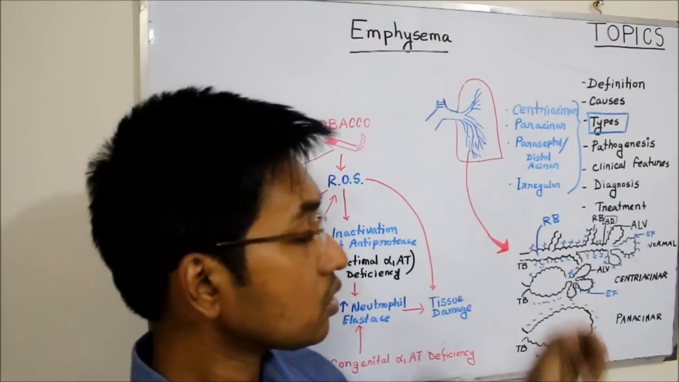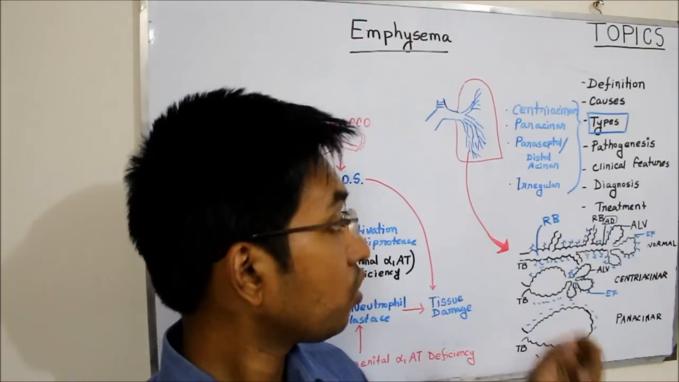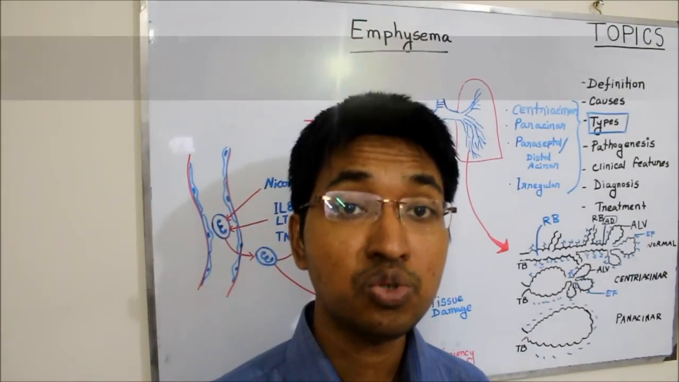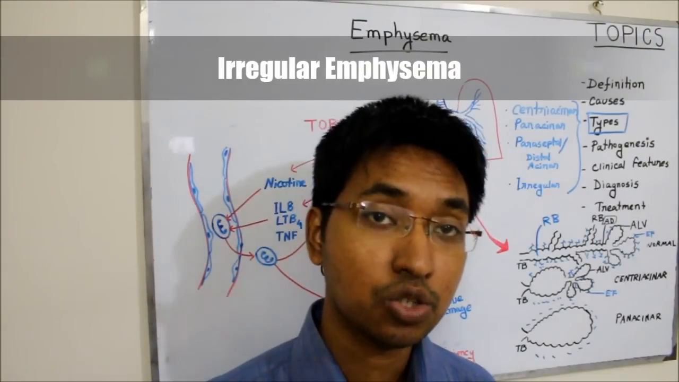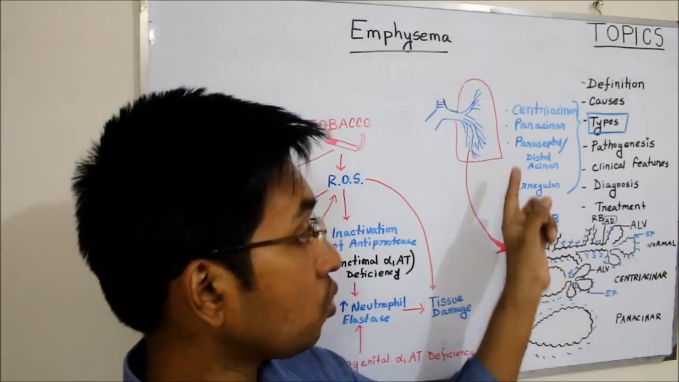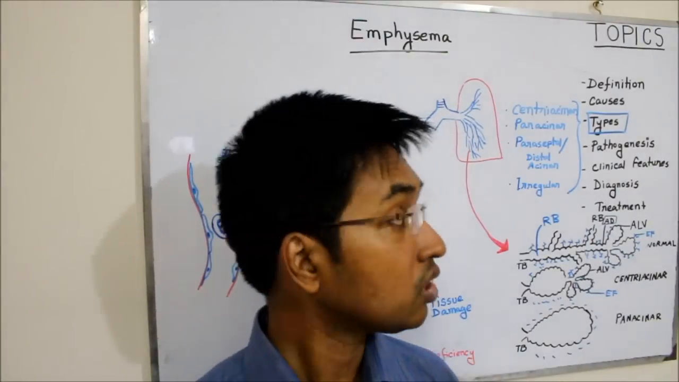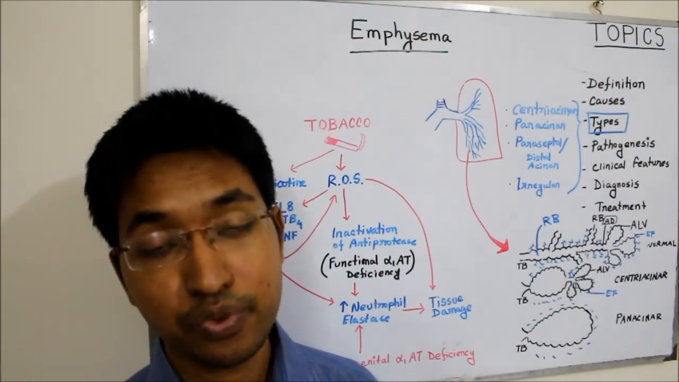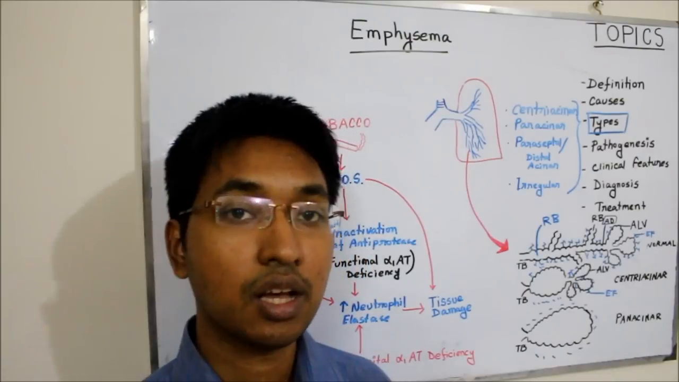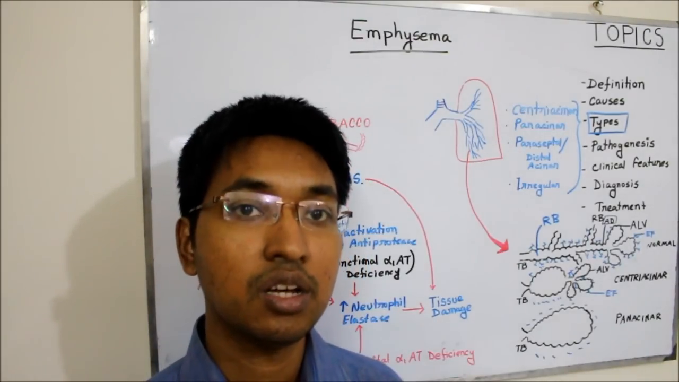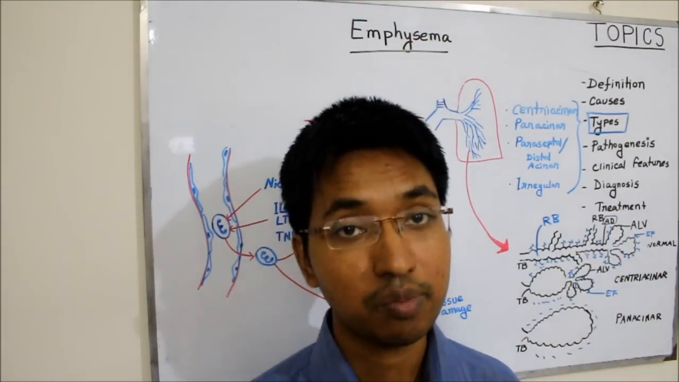And regarding the last variety of emphysema, it is irregular type of emphysema, and it is usually seen in areas of scarring. Okay, so this is in short about the 4 types of emphysema. So now that we have discussed the definition, cause and type of emphysema, now we will move on to the next topic and discuss how emphysema is developing, or what is the pathogenesis of emphysema.